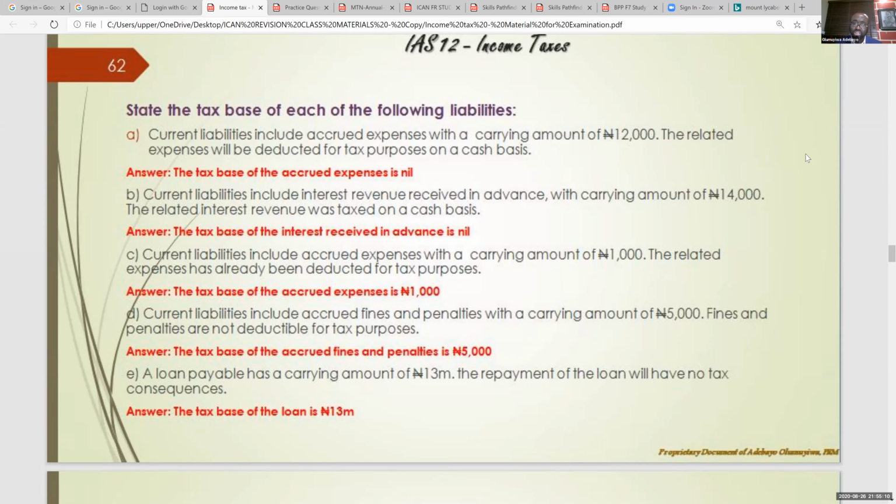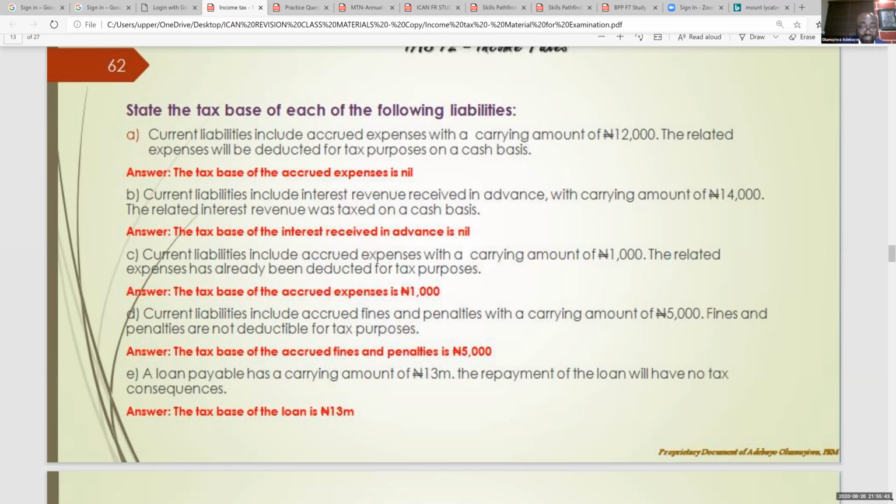Finally, you borrowed money. You now have what we call a loan repayable with a carrying amount of 13 million. When you repay the principal amount of the loan, it's not deductible, it's not taxable, which means it has no tax consequence. And remember, anything that has no tax consequence will always have the carrying amount and the tax base be the same. Invariably, I can conclude that the tax base in this case is 13 million naira. And that is that.